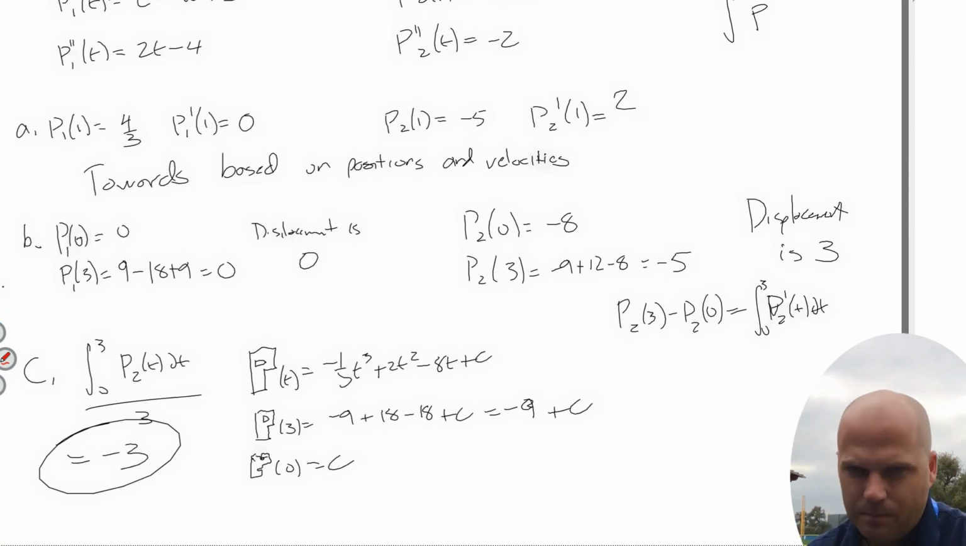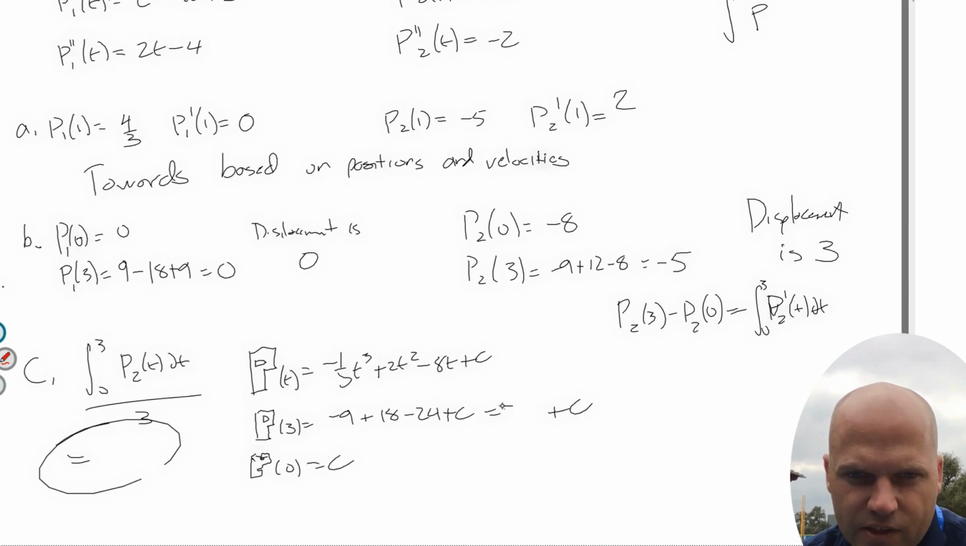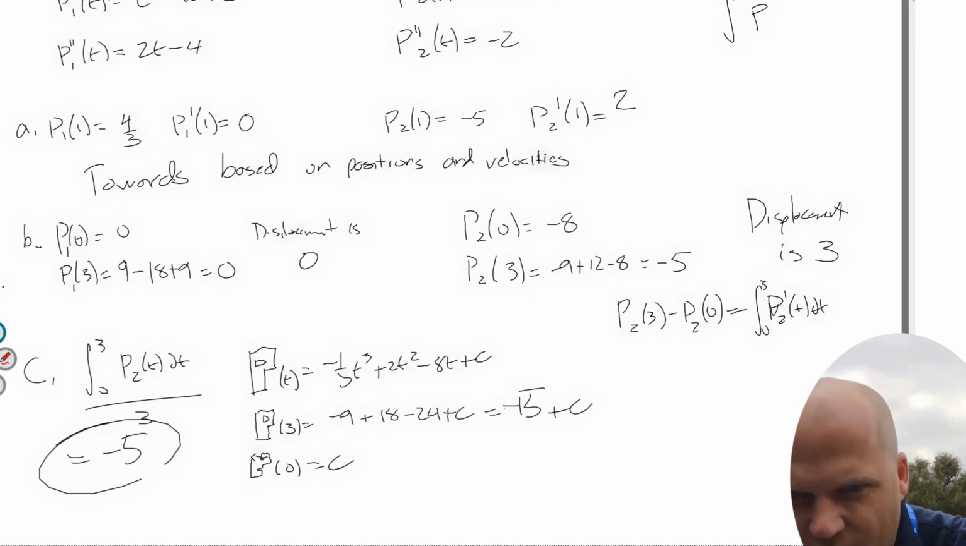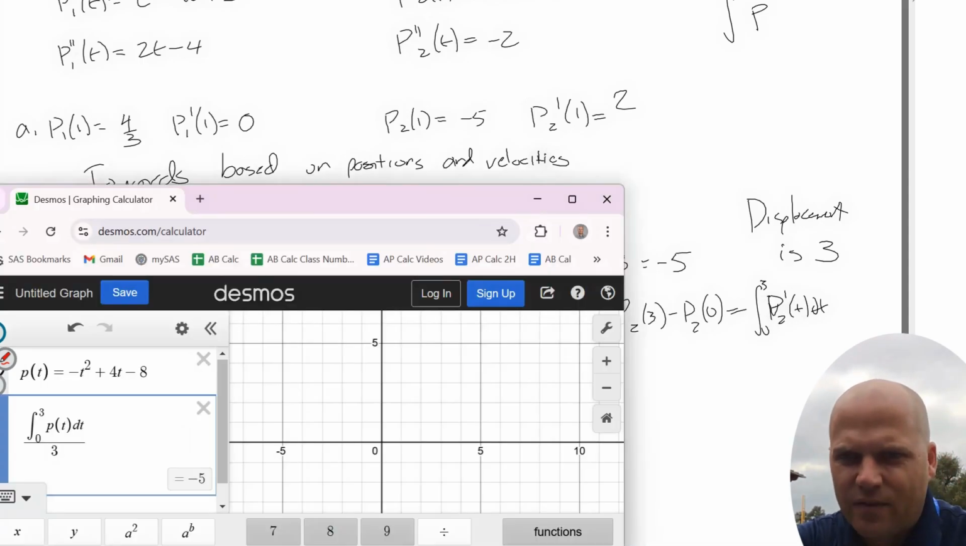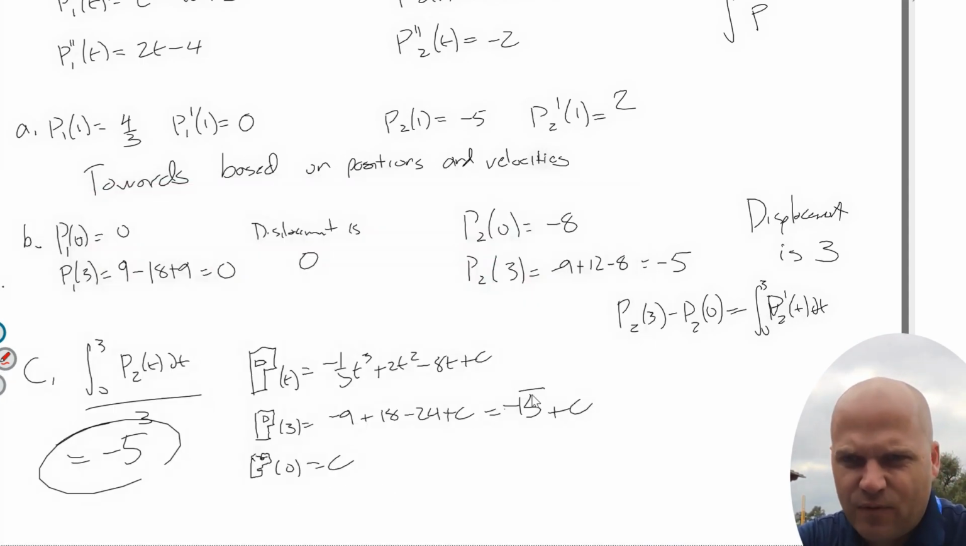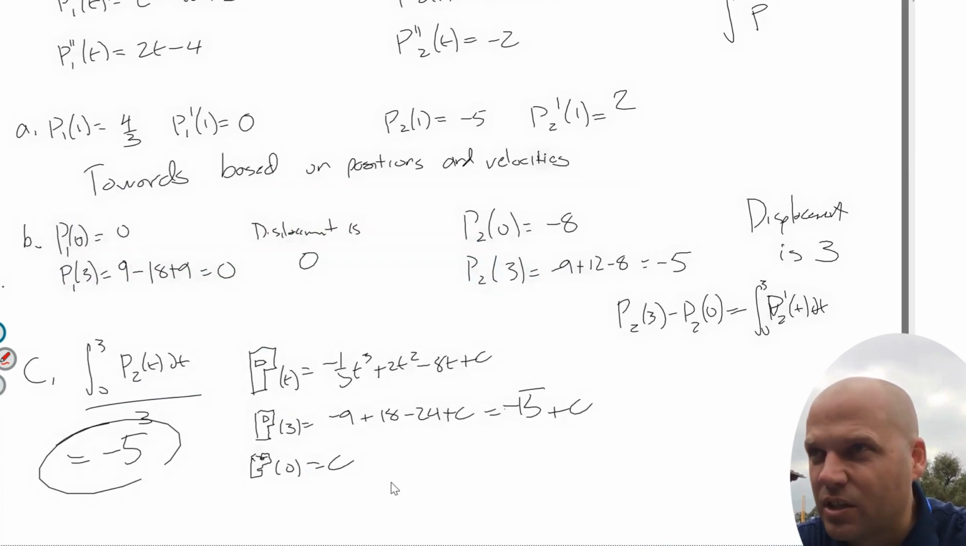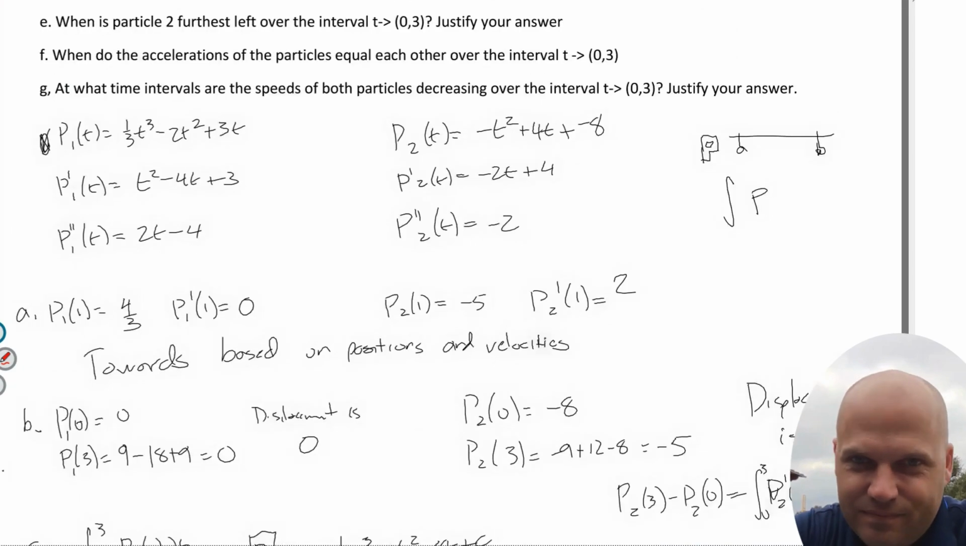24. Bam. There it is. Negative 5. Negative 15 over 3. There's that negative 5. My displacement is negative 15. Negative 15 divided by 3 is negative 5. Great. I had to use big P. I had to use the antiderivative of position to get the accumulation of position without a calculator. There you go.